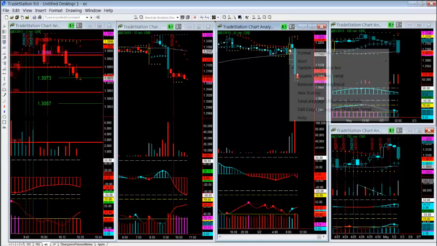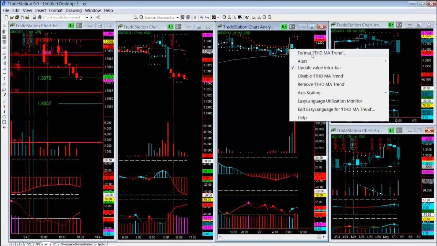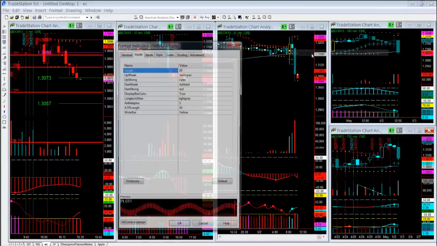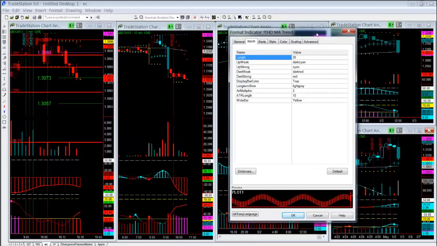To change the ATR on the moving average trend, right click on your chart, left click format THD moving average trend, and right here where it says ATR multiplier, change it to 3.